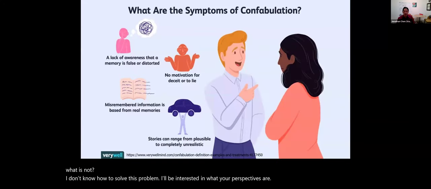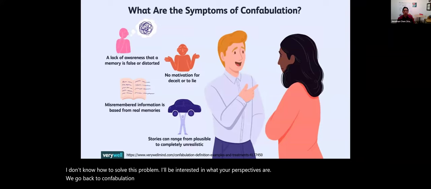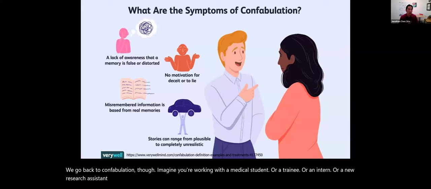If we go back to confabulation, though, imagine you're working with a medical student or a trainee or an intern or a new research assistant, right? Who confidently bluffs their way through discussions and rounds, making up information as they go.